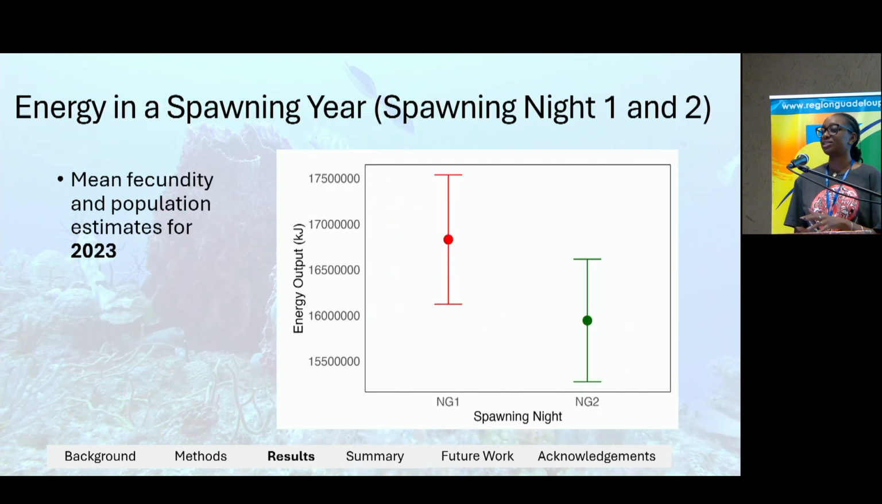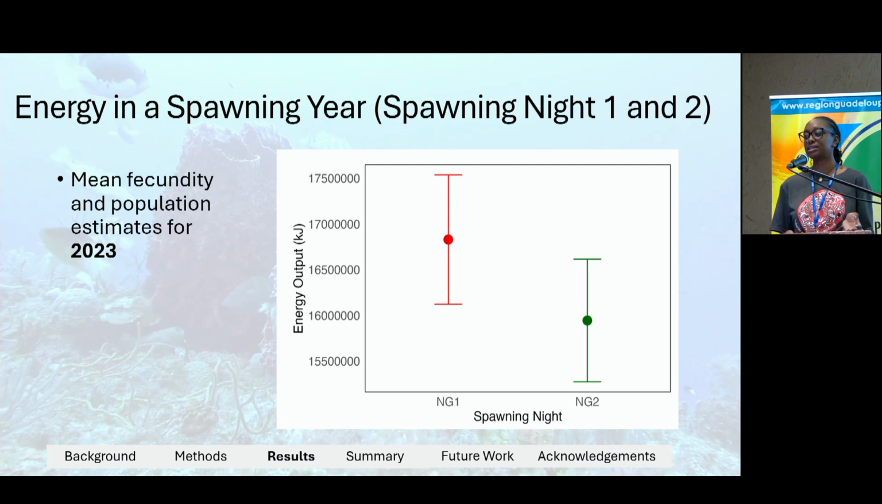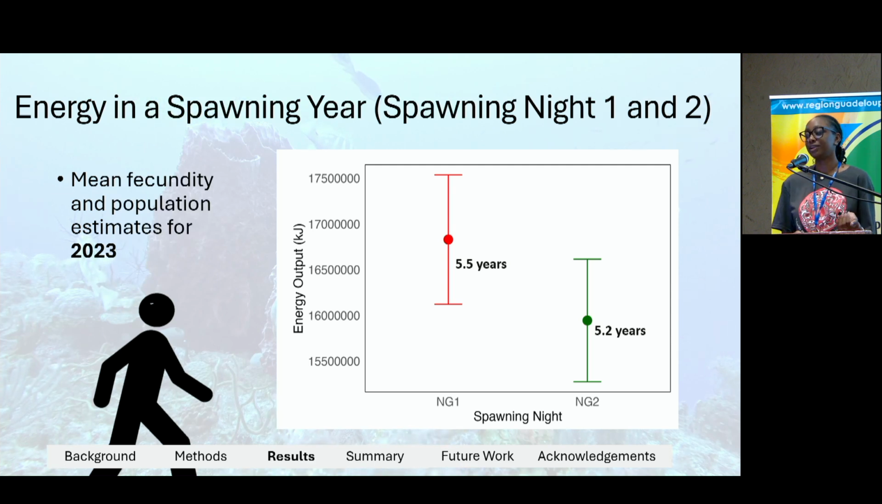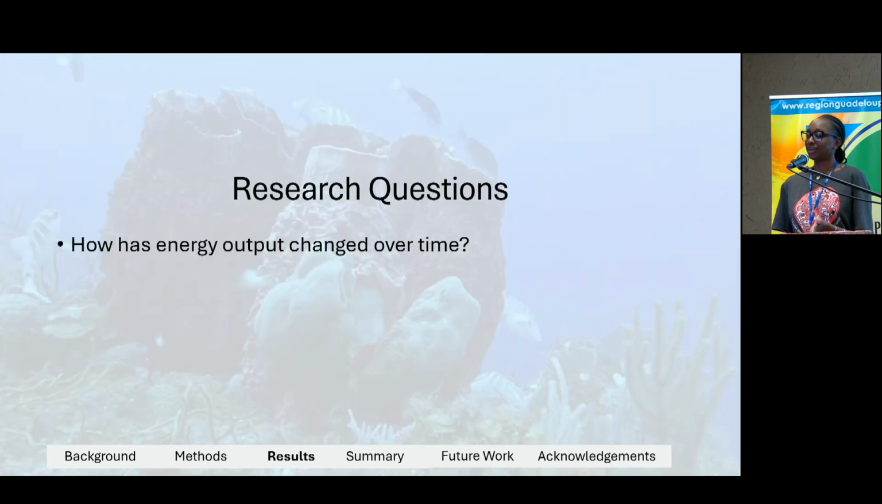Okay, so then looking at energy in a spawning year, specifically in 2023, we noted about 17 million kilojoules of energy being released on night 1 of spawning, and a little bit under 16 million kilojoules of energy on night 2 of spawning. That could feed a human for up to 5.5 years on night 1 and 5.2 years for night 2. It's a lot of energy. But how has it changed over time?